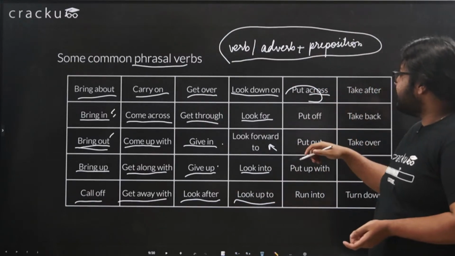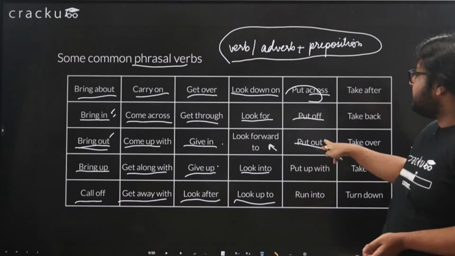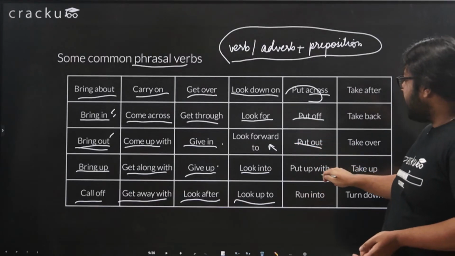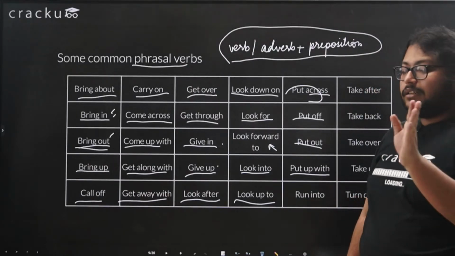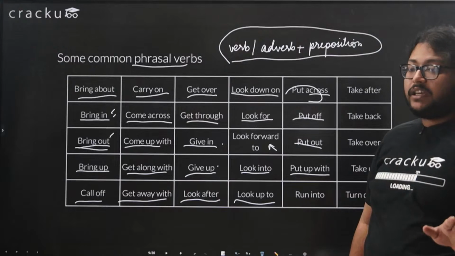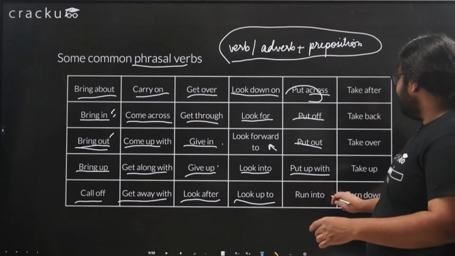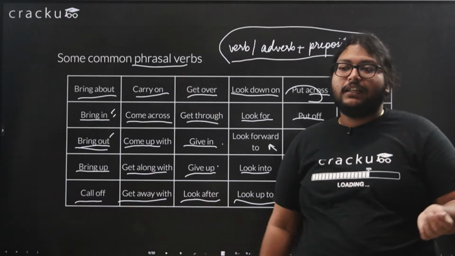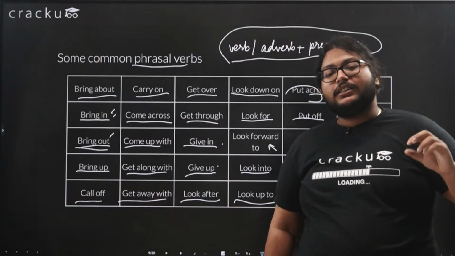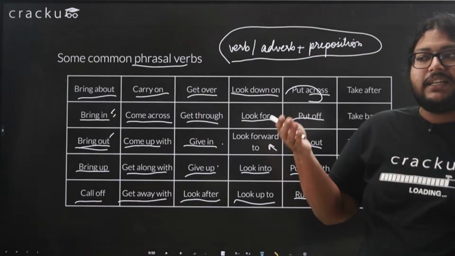Put across, as we've said, put off, put out. Put out means to extinguish. Put up with means to tolerate someone, like despite her rash behavior, I put up with her because she's my sister. Run into means to meet someone, not planned. Like I was in Darjeeling when I suddenly ran into an old friend of mine. It was not planned, but I ran into her.